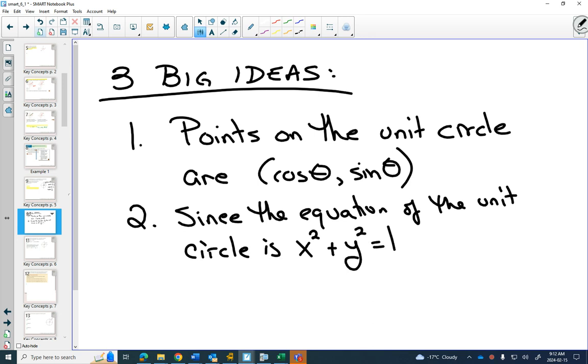Since the equation of the unit circle is x squared plus y squared equals 1, and the x is equal to cos theta, and the y is equal to sine theta, we can now say that cos theta squared plus sine theta squared is equal to 1. Because cos is x and sine is y.